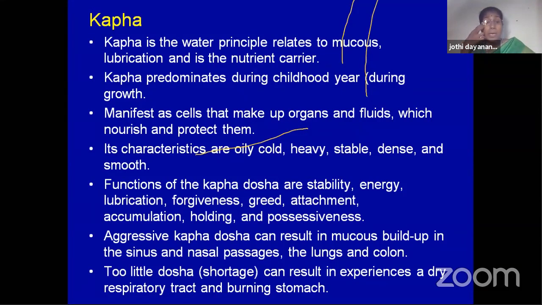So the aggravated Kapha dosha can result in mucus building. If they get tense or stressed, asthma sometimes gets aggravated. Okay, so that is called aggravated Kapha dosha, which can result in mucus building up in the sinus and nasal passages, and lungs and the colon. Even the colon gets affected because they will not get proper motion, so they get constipated sometimes. Too little Kapha can result in experiencing a dry respiratory tract.